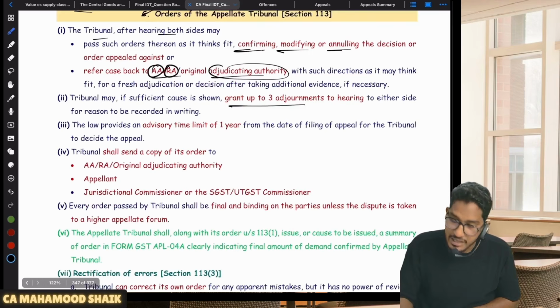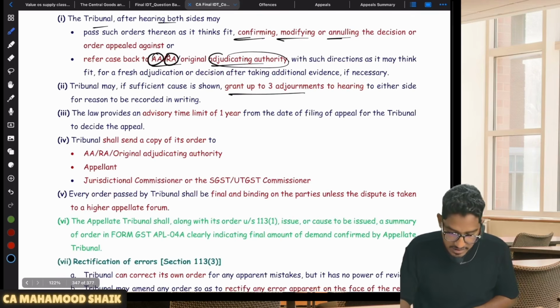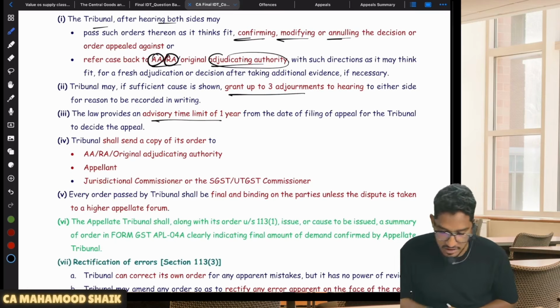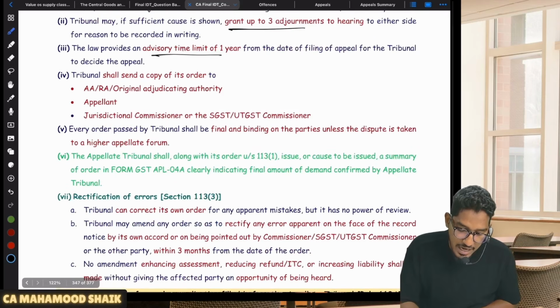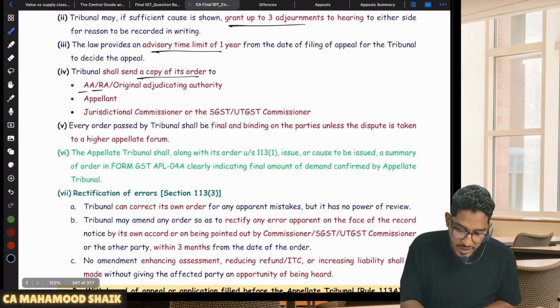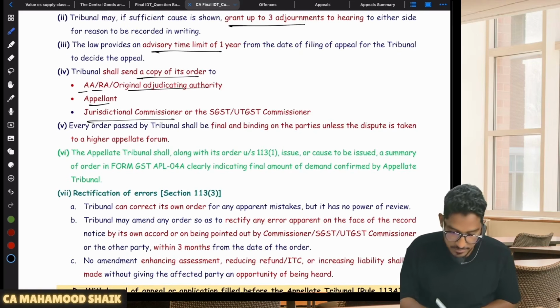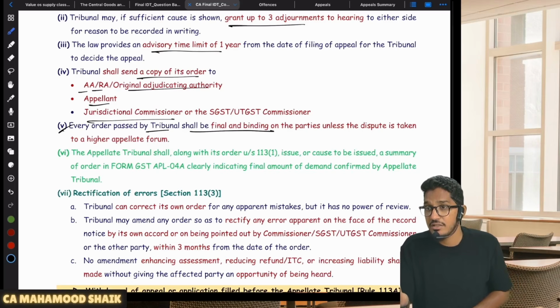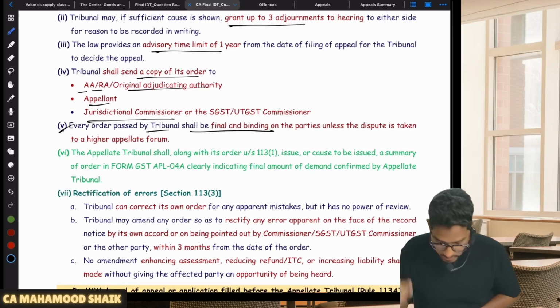Next, it can grant up to 3 adjournments. Here also, 3 adjournments it can grant. The law has given an advisory time limit of 1 year within which this process has to be completed. And the tribunal shall send a copy of its order to the AA, RA, original adjudicating authority, appellant, and jurisdictional commissioner. Every order passed by the tribunal shall be final and binding unless a dispute is taken to the next higher level. Which higher level? High Court and Supreme Court.